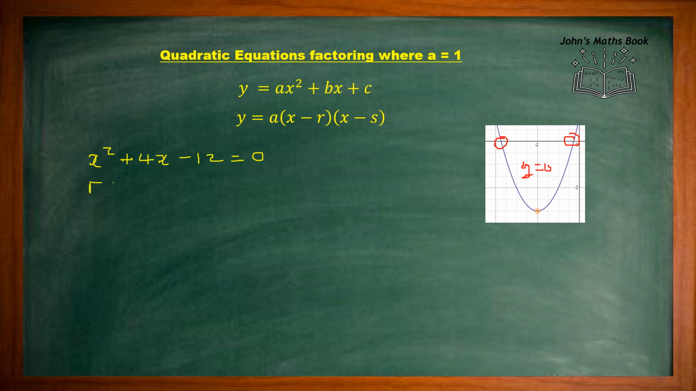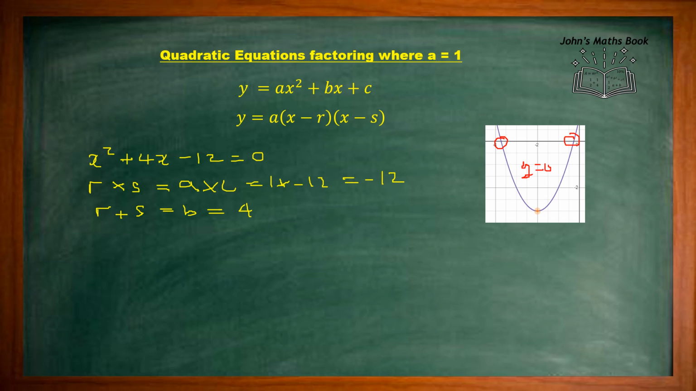When we multiply r by s, it's the same as multiplying a by c. In our case, a is 1 and c is minus 12, so that is minus 12. And r plus s must equal b. In our case, b is the coefficient of the x term, so that's 4.